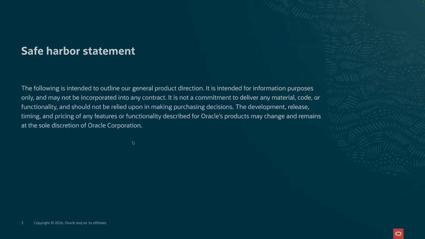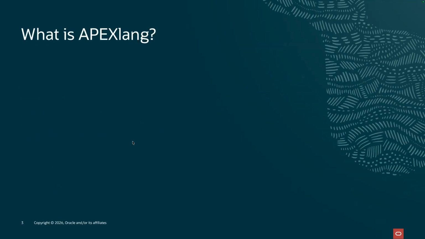Okay. All right. So first thing, what is Apex Lang? Apex Lang is an open application specification language that provides a declarative, human-readable, text-based representation of your Apex metadata.